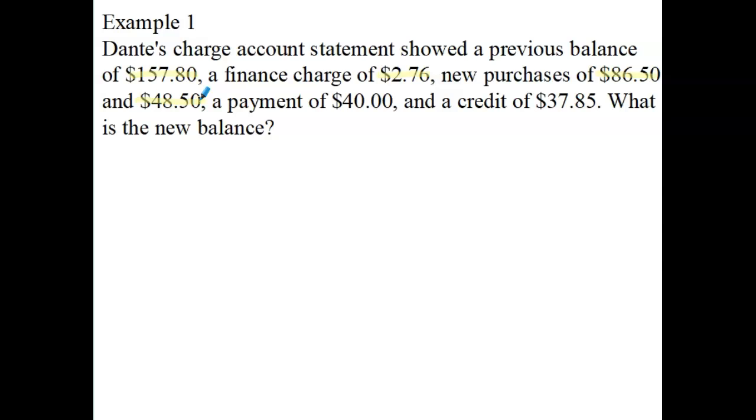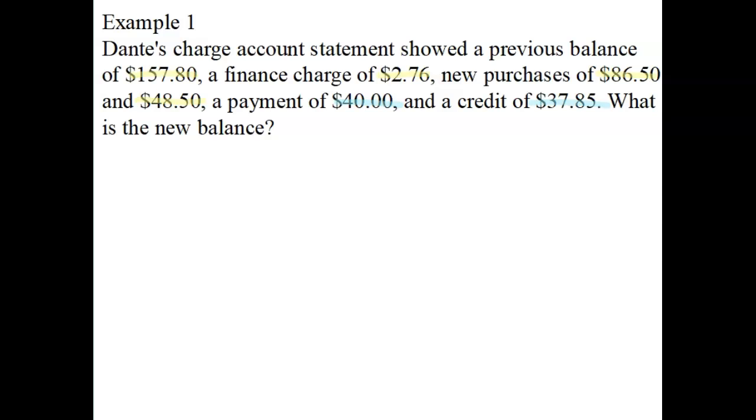And then a payment of $40. So I'm going to put that in a different color because that's a payment. And then a credit of $37.85. So remember, payments and credits are the things that we subtract out. Everything else gets added. So we want to know what his new balance is.